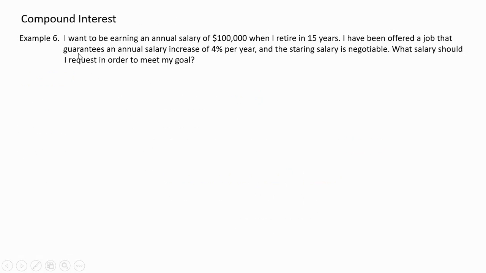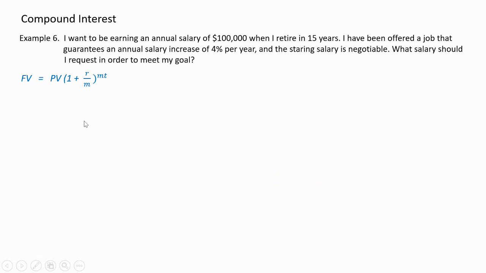Okay, now, check this out. Here's an actual example. Let's pretend that I want to retire in 15 years from now, and I want to be earning an annual salary of 100,000. I have been offered a job that guarantees an annual salary increase of 4% per year, and the starting salary is negotiable. What salary should I request in order to meet my goal?